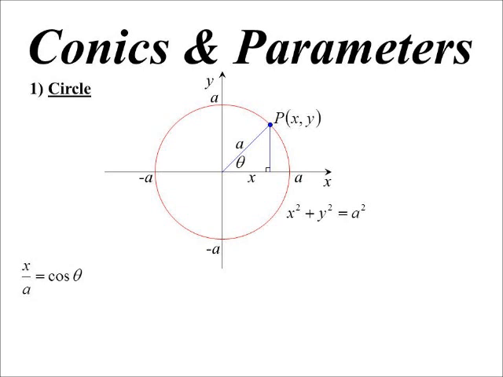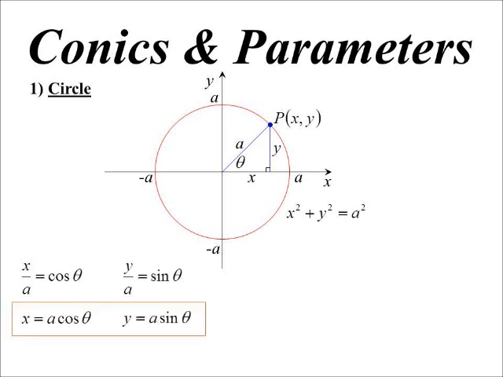The x value, a bit of trig: x over a would be cosine theta. So x would be a cos theta. And the y value, we get a sine theta. So they're the parametric coordinates. Remember, a is a constant, it's just whatever the radius is. So theta is the parameter. So a cos theta, a sine theta.